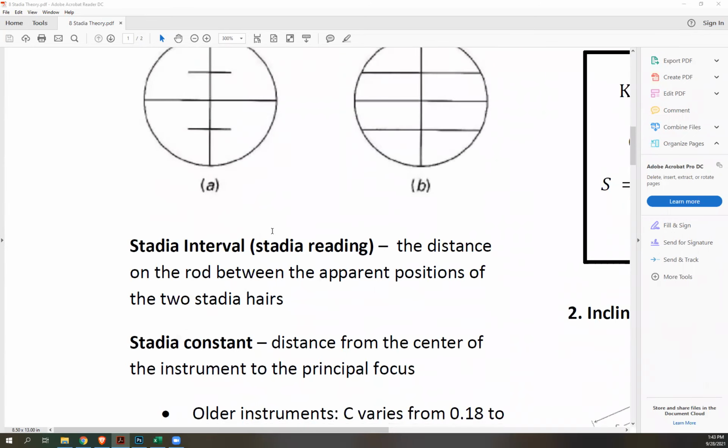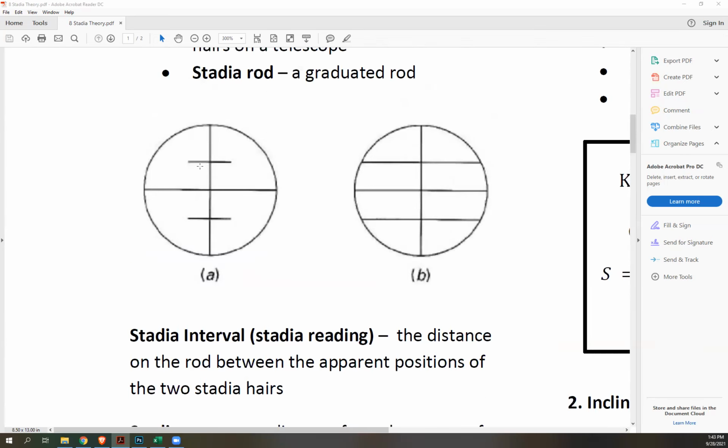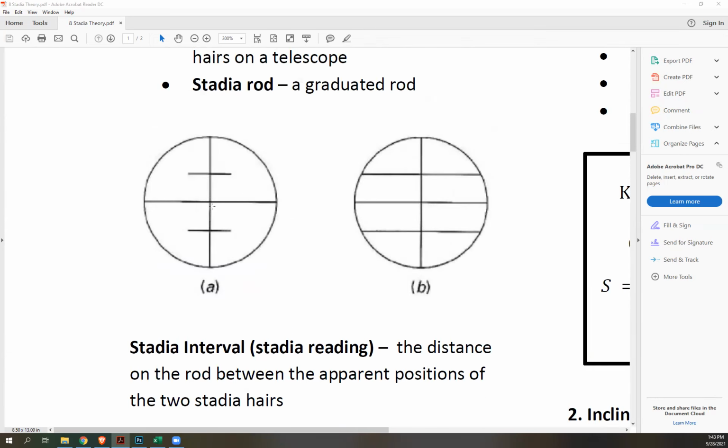Other terms that we have are Stadia interval, also known as Stadia reading. It's the distance on the rod between the apparent positions of the two Stadia hairs. Looking here, again, these are your Stadia hairs: upper Stadia hair, middle Stadia hair, lower Stadia hair. Stadia interval is the distance between the upper Stadia hair and the lower Stadia hair.